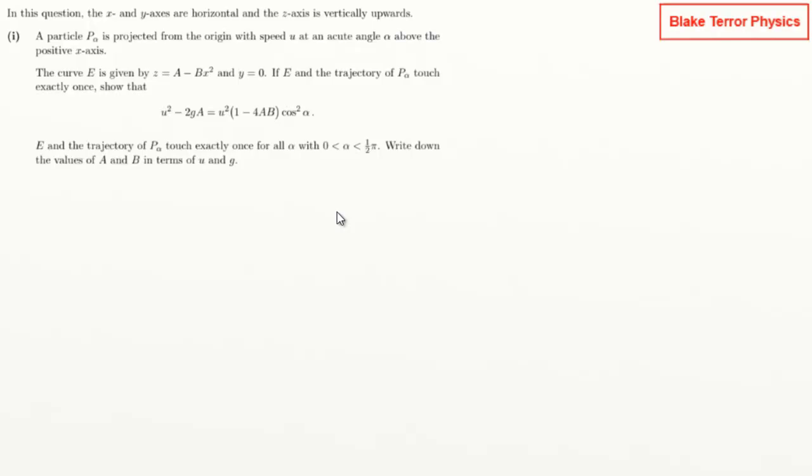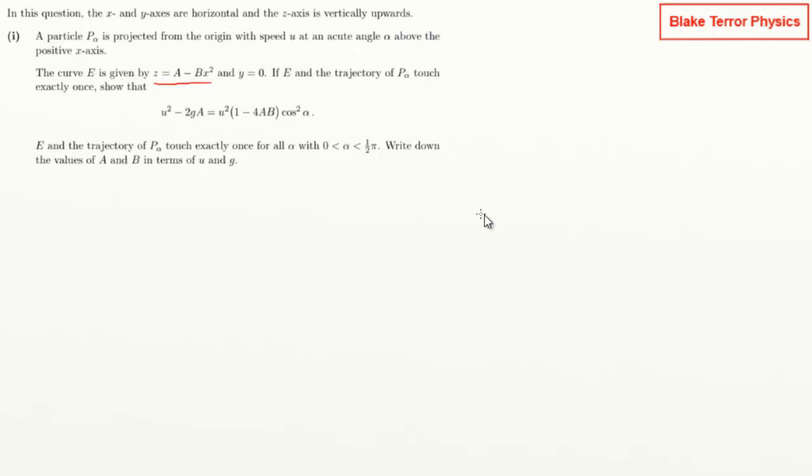If E and the trajectory of P alpha touch exactly once, show that thing. And then we have to work out what A and B are. So we've got 2 bits to this first part of the question. We've got to show something with u's, g's, a's, b's, and alphas, so no z's, no x's. Well, we've got this thing, and that's one equation that's got a's and b's in.